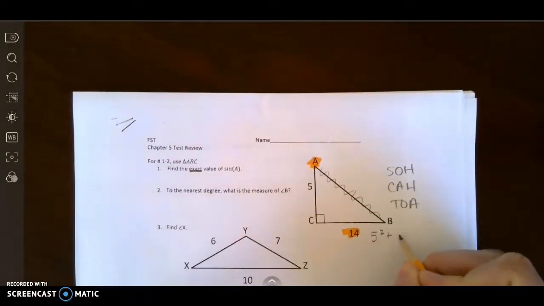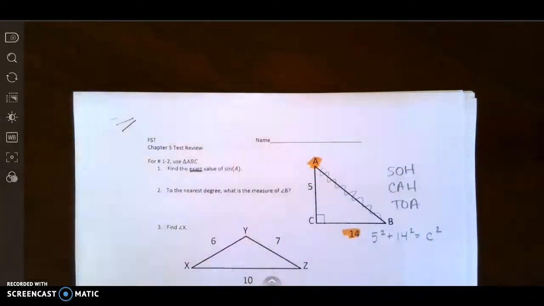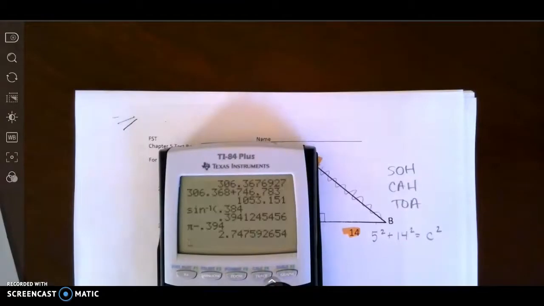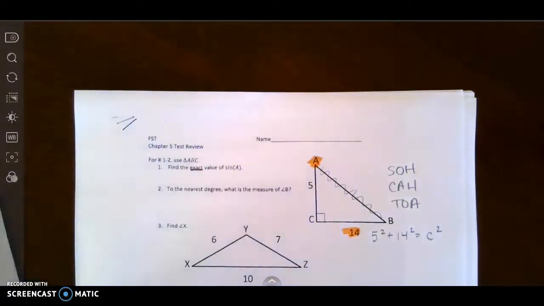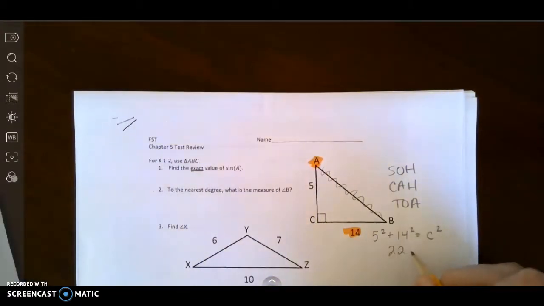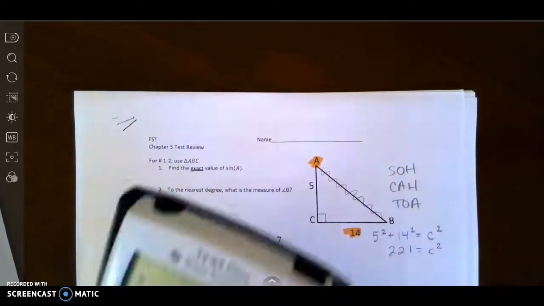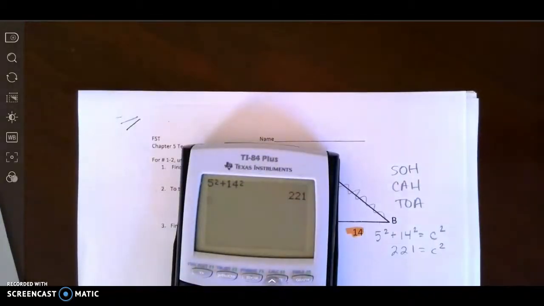5 squared plus 14 squared equals c squared. I'm going to use my calculator here and take 5 squared plus 14 squared, and I get 221. And let's see if that's a perfect square or not. It's not, and I can't think of any perfect squares that 221 can be divided by.